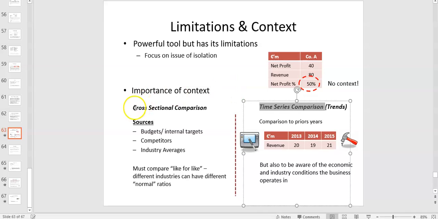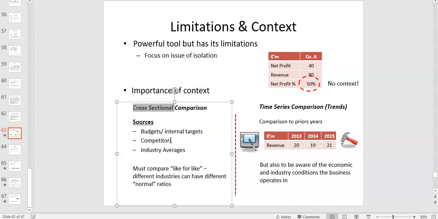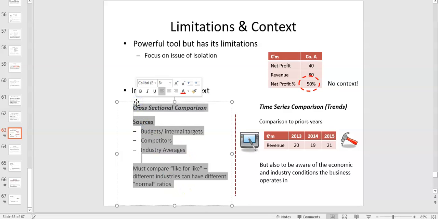Or you can compare it as a cross section, so take a point in time and compare it to the budget profit margin for the year. What was the profit margin of our competitors, our industry averages? So this is comparing at a point in time. You're benchmarking against other aspects. This is comparing over a period of time. You're looking at your trends as well.